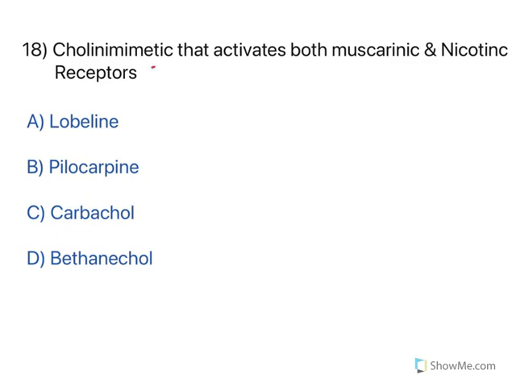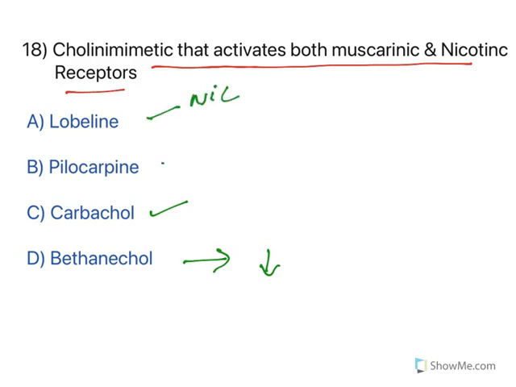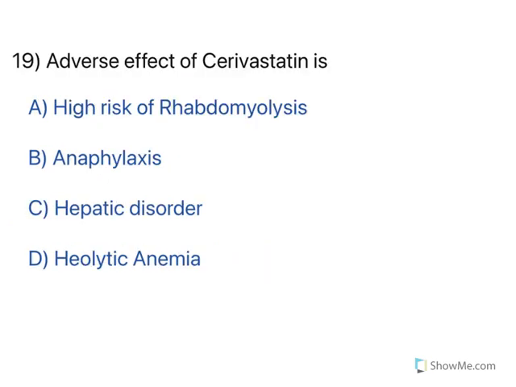Now, which cholinomimetic activates both muscarinic and nicotinic receptors? See, this is a tricky one. The answer is carbachol. You know, bethanechol has got reduced nicotinic receptor activity, whereas carbachol is not like that. Lobeline has got activity only against nicotinic receptors. Pilocarpine is only effective against muscarinic receptors. For both muscarinic and nicotinic receptors, the option is carbachol. Carbachol is the right answer. Moving to the next one.